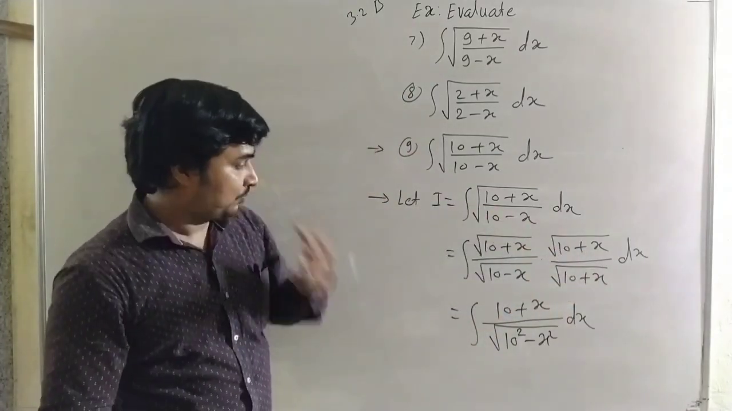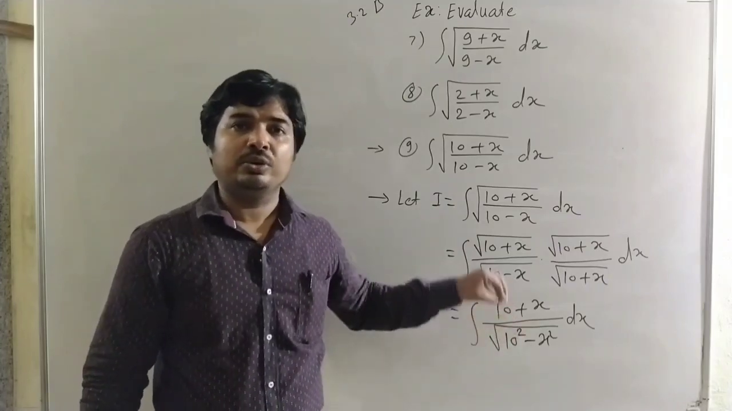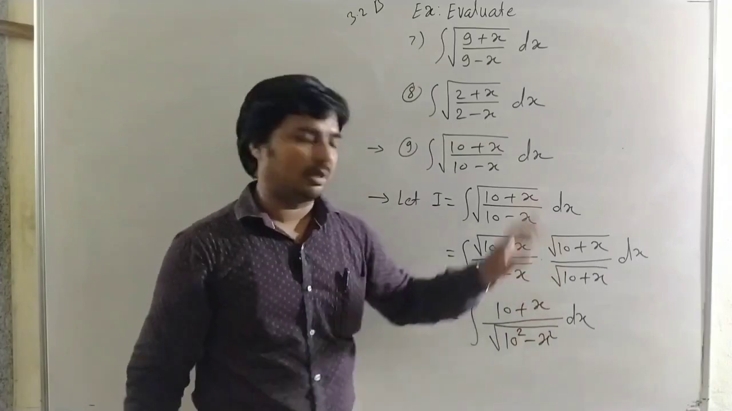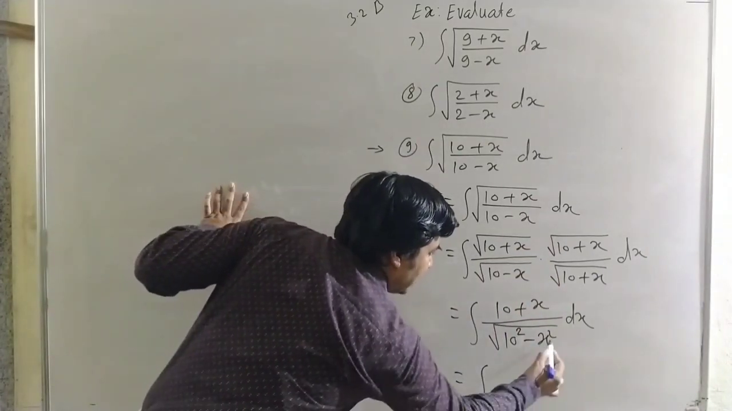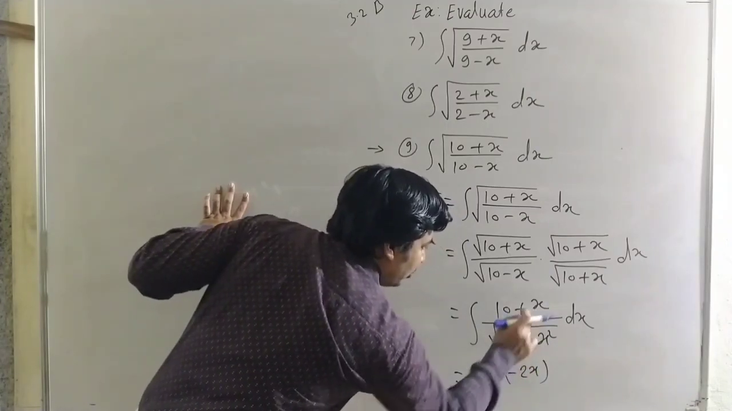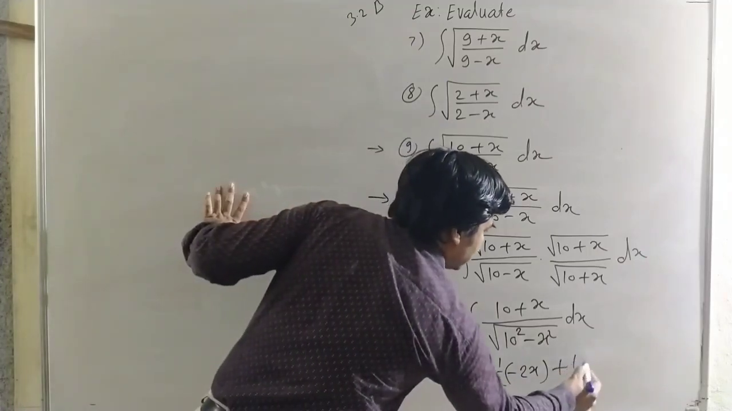Now here it is a linear function upon under root quadratic function, so we can adjust the derivative of the quadratic function in the linear function. The derivative of the quadratic function is minus 2x, but here we have only x, so we multiply by minus 1 by 2, and the plus 10 stays as it is. See carefully.